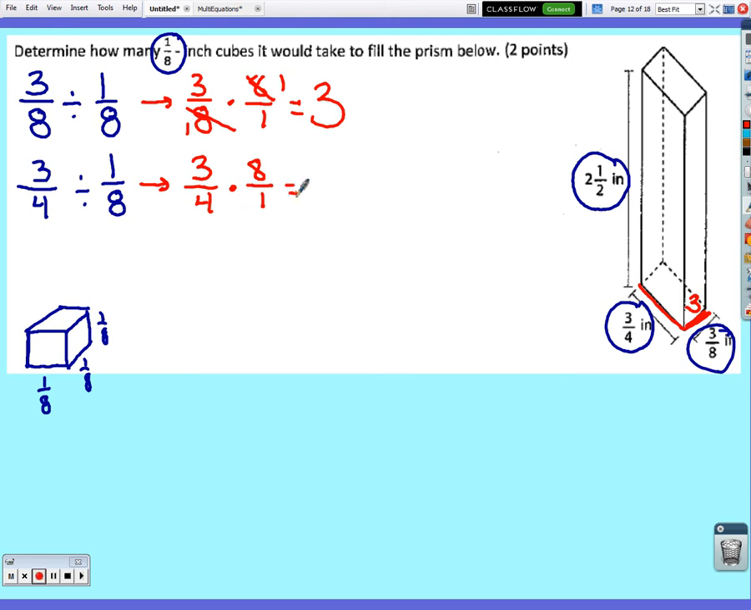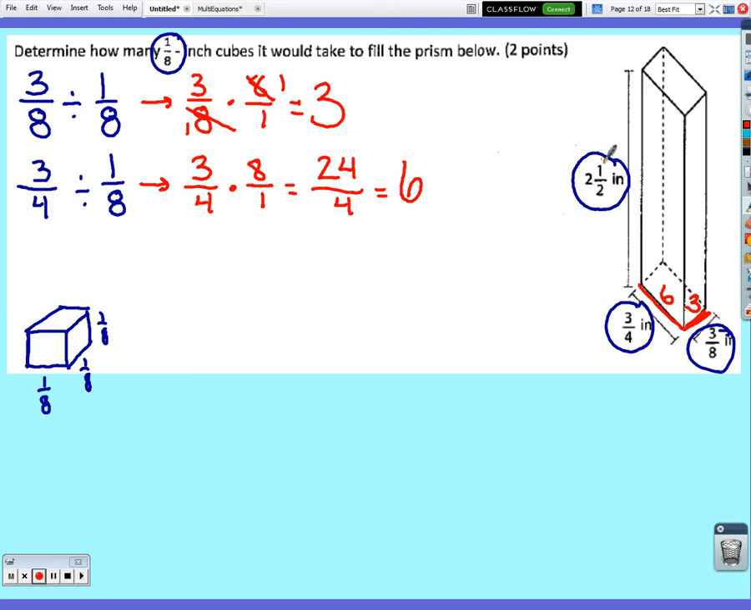If you're not comfortable with cross reducing, we just multiply numerator times numerator, denominator times denominator. 3 times 8 is 24. 4 times 1 is 4. 24 divided by 4 gives us what? 6. Nice job. 24 divided by 4 is 6. So now this length is what? 6. All right. So that means I could fit 3 cubes this way, 6 cubes going this way.